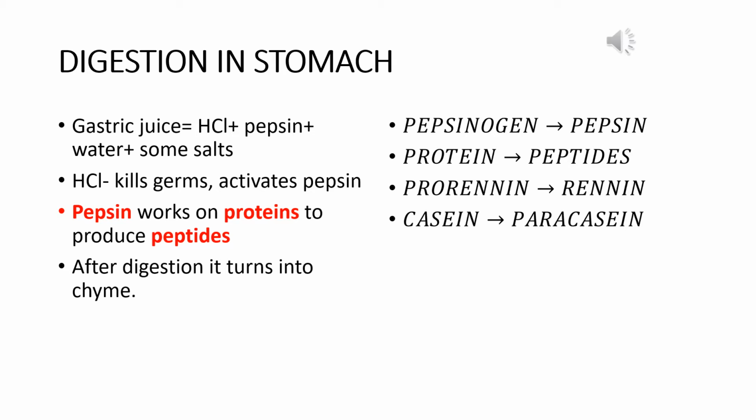The prorenin is also an inactive form of the enzyme renin. HCl also acts on prorenin to convert it into the active renin. The activated renin then acts on the milk protein, which is casein, to turn it into smaller or soluble fragments, which are called paracasein. So these are the two chemical reactions that take place in the stomach, but all of them need HCl because the enzymes secreted are in inactive form.